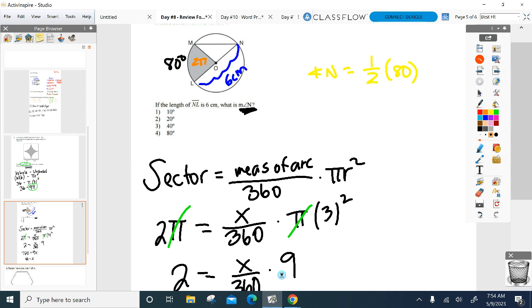And I tried to suck you in. Look, 80 was a choice. Pick me, pick me. Nope. 40, because you're looking for an inscribed angle.